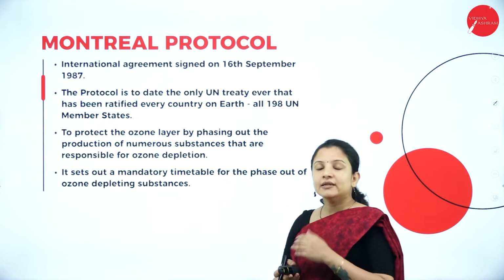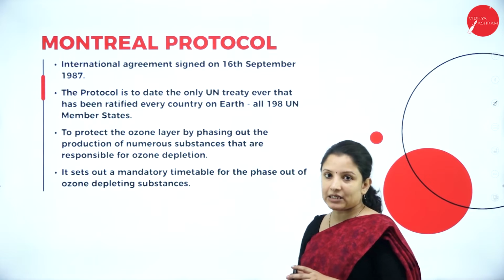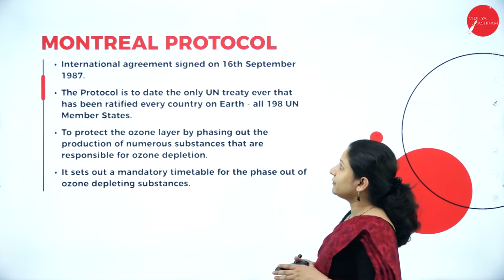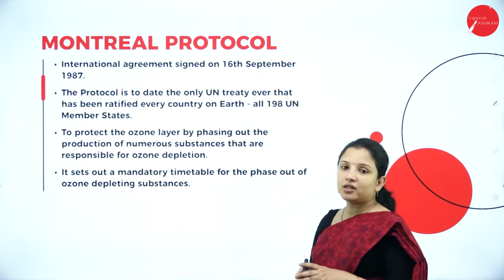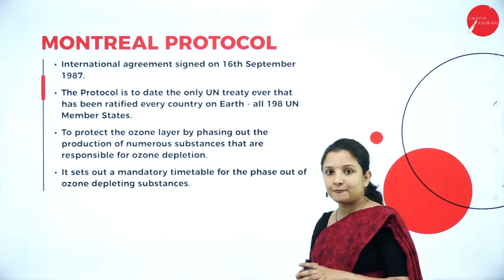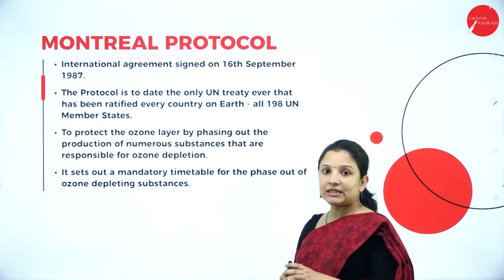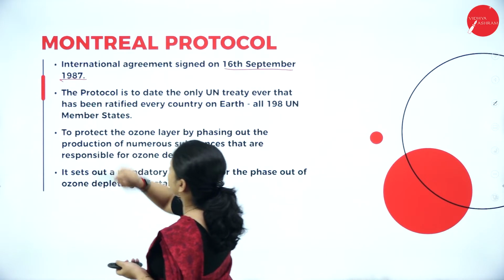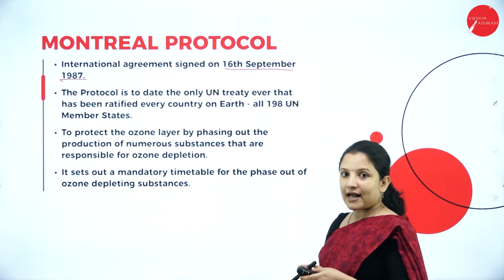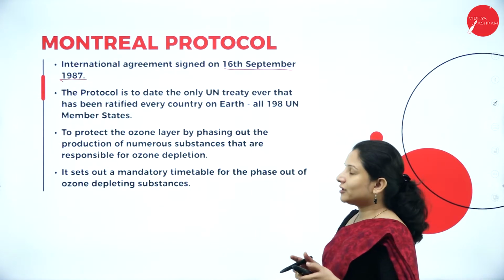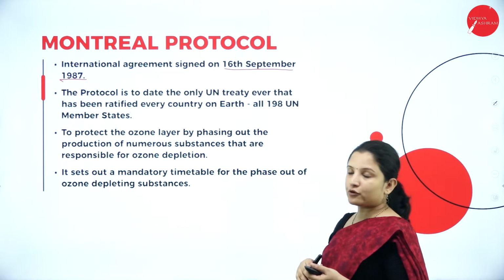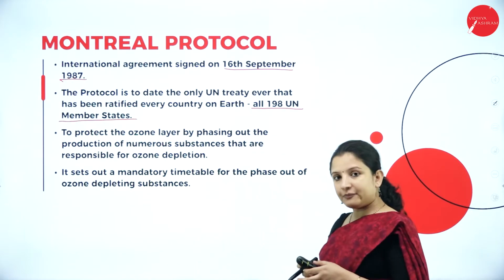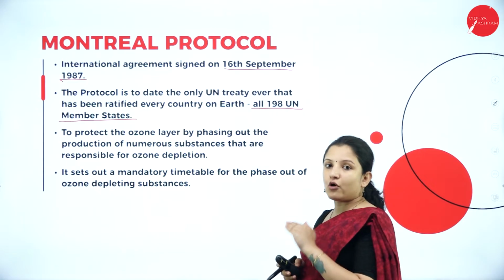Next, let us study some of the international agreements. There are a few international agreements given in your syllabus, so I've just taken them. Here, the first one is the Montreal Protocol. So what is this Montreal Protocol? The Montreal Protocol is an international agreement that was signed on 16th September 1987. What this protocol does, we shall look into. Till date, all the 198 United Nations member states have participated in this Montreal Protocol and are following it.